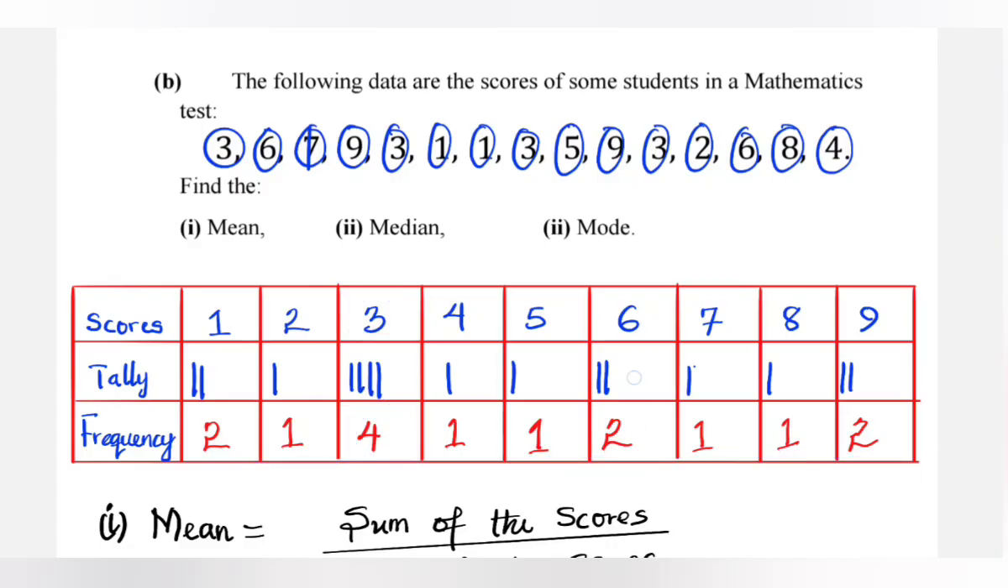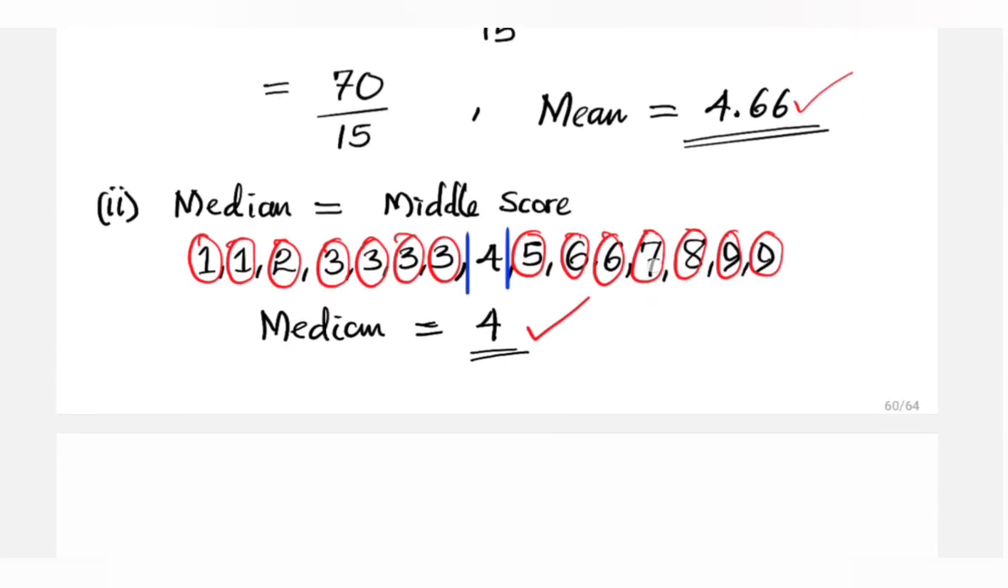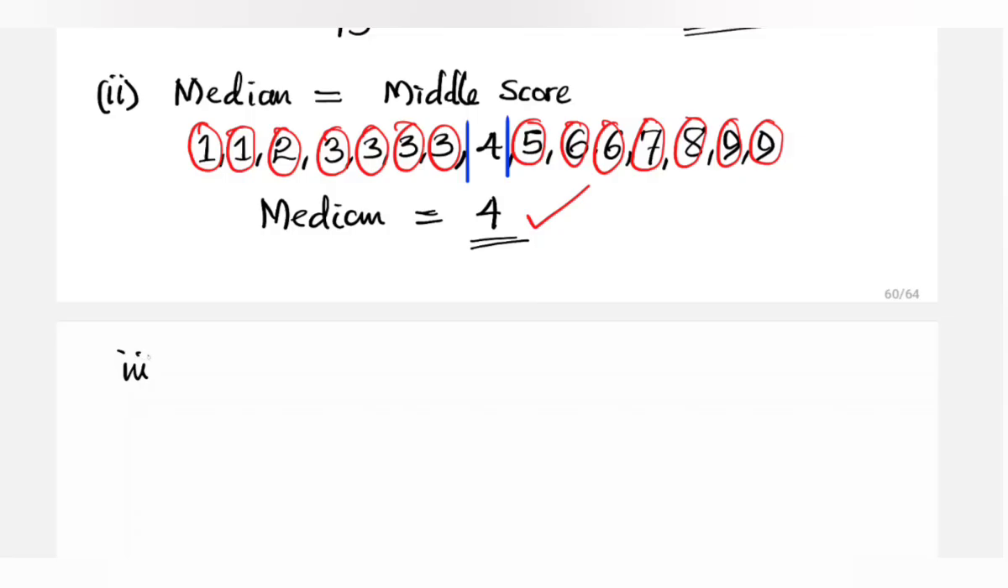Hence the third question, the mode, gives us 3. Therefore our mode is 3. That's our final and correct answer.